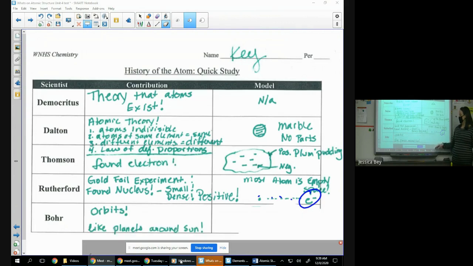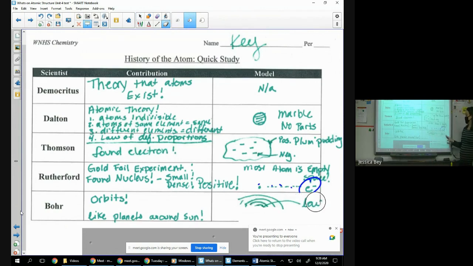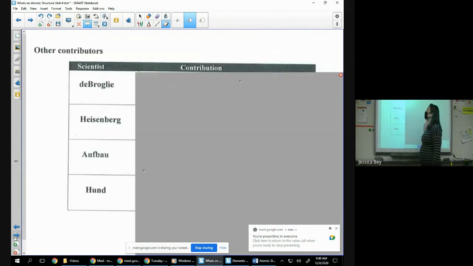Then Bohr came along, and what Bohr thought was about the electrons, that they orbit like planets around the sun, okay? And that you have low energy closest to the nucleus and higher energy as you go further from the nucleus. So that is the history of the atom that leads us up into what we know now, which is quantum mechanics. And then quantum mechanics has 4 scientists we think you should know.